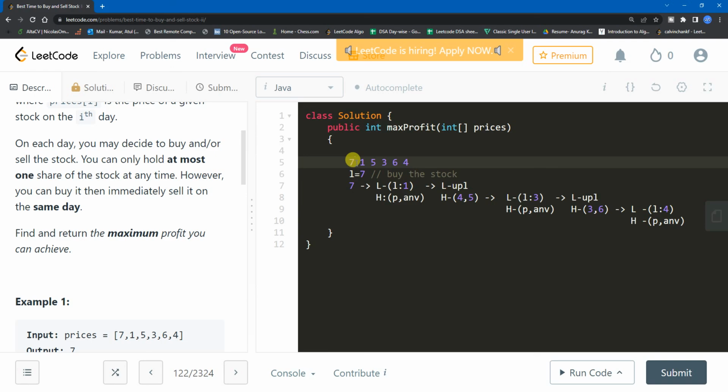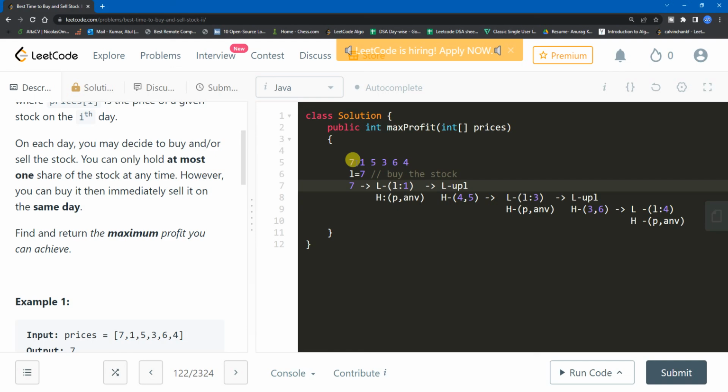And for the next day we have two options: either the next value is lesser or higher. If we get a lesser value, we simply update the lower value to that next value. Here the variable l, which represents the lower value, is updated to 1. That means we buy the stock at price 1. And for 1 also we have two options: either the next value is lesser or higher.